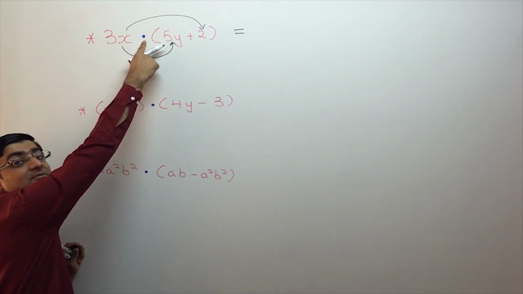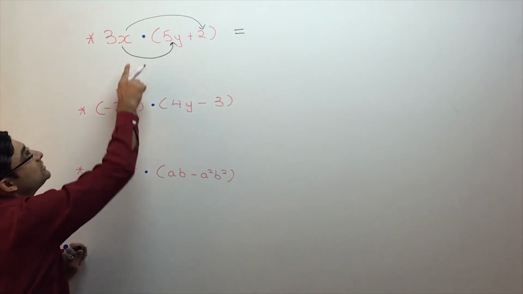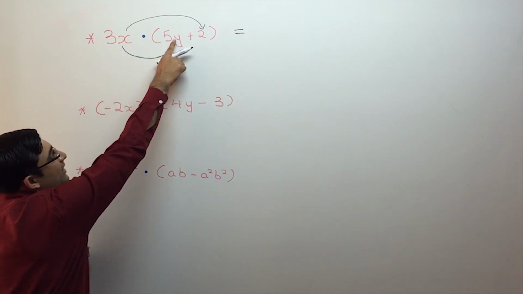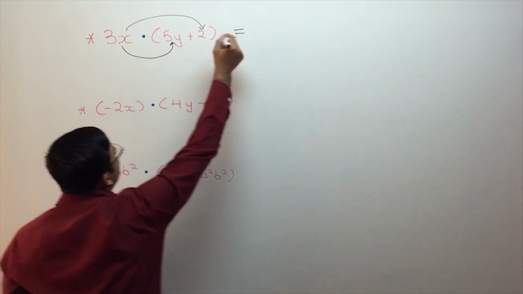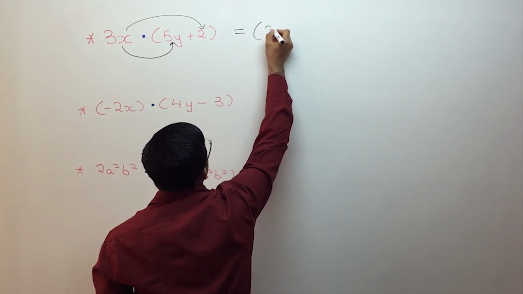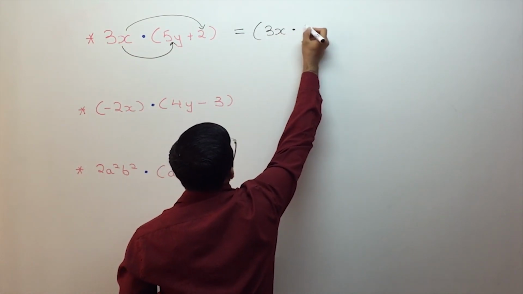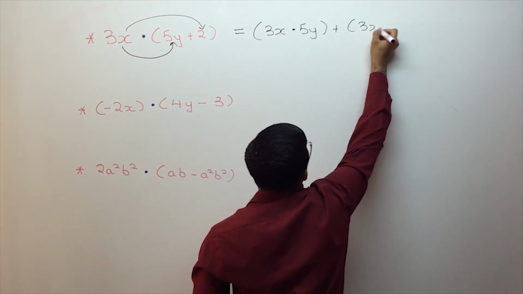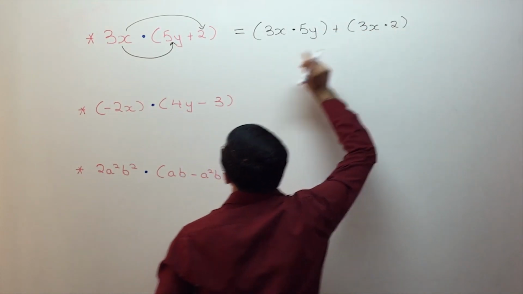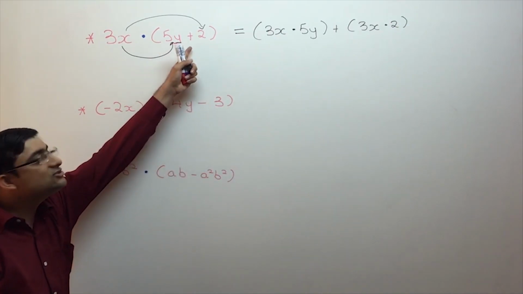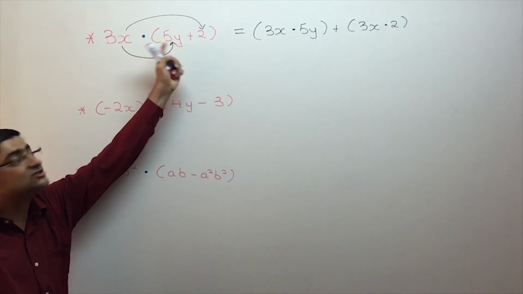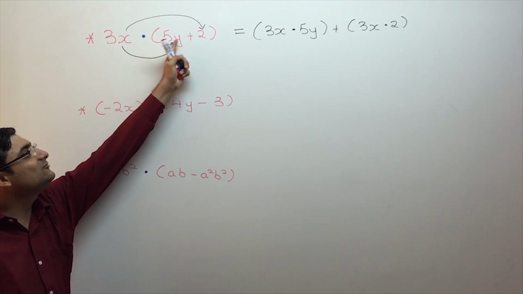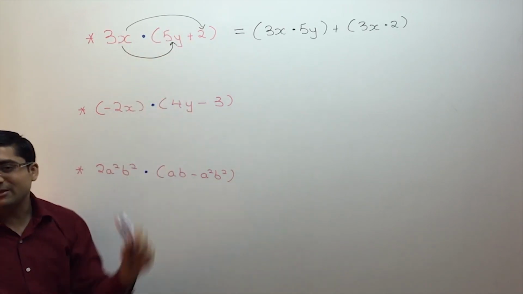This dot over here means multiplication. I repeat, don't get confused. This over here is multiplication. So 3x multiplied by 5y plus 3x multiplied by 2. I repeat, this is basically the distributive property of multiplication over addition.